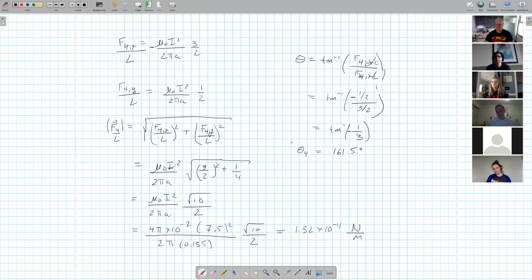This is my angle of theta 4. So again, this matches our picture. What we said before was that our angle should be somewhere in the second quadrant, somewhere between 90 degrees and 180 degrees. And what we find is that this works out to be 161.5, which is somewhere between 90 and 180 degrees.